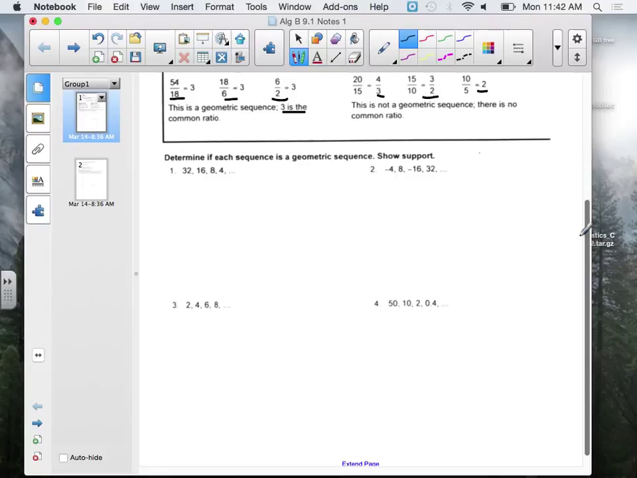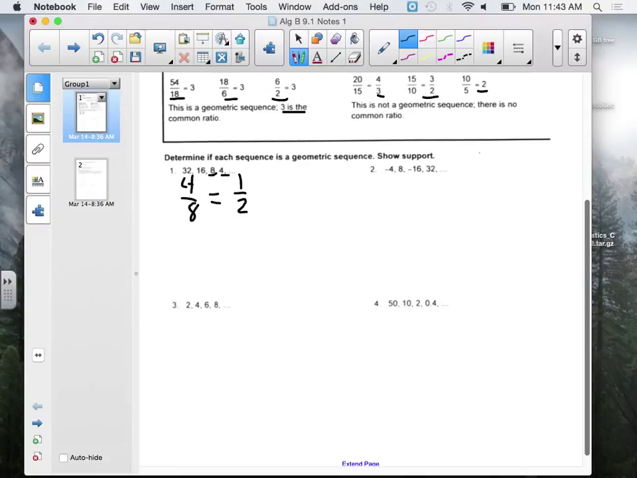Alright. So, these next few problems, first thing it says, determine if each sequence is a geometric sequence and show support. So, we just went through how we determine if something is a geometric sequence. We find the common ratio. So, we have to have one term, and then we divide it by the previous term, the one that's right before it. So for this one, 4, we divide it by the term that came right before it. So 8. What's 4 divided by 8? 1/2. Right. Okay, so that's the first one.